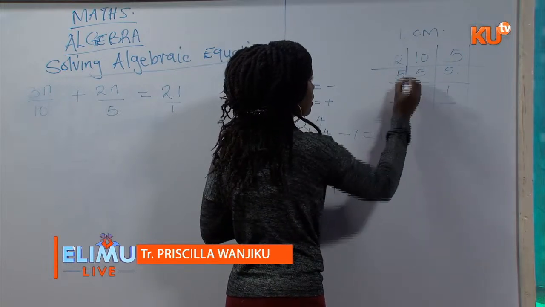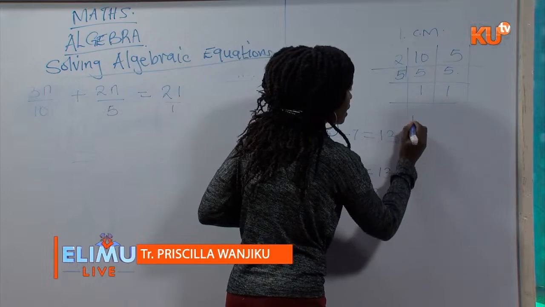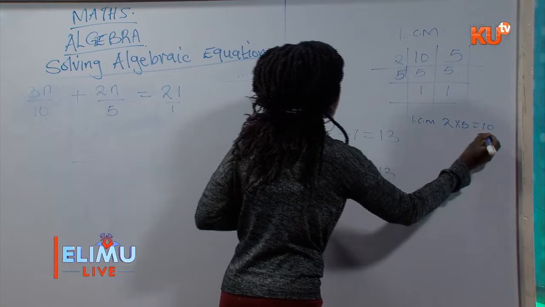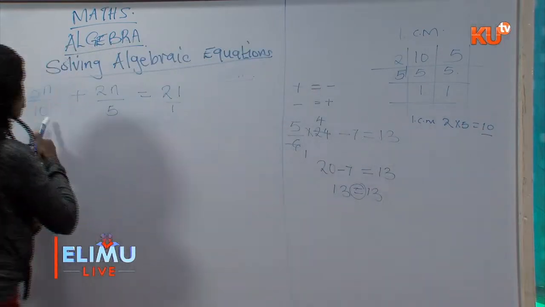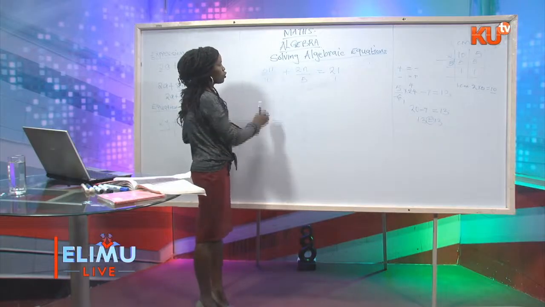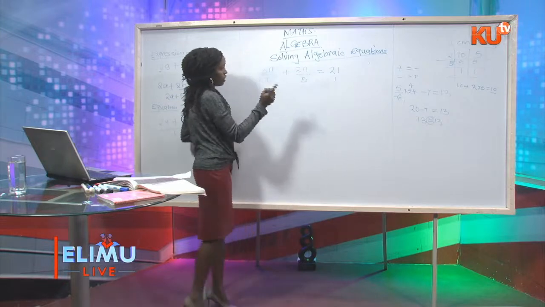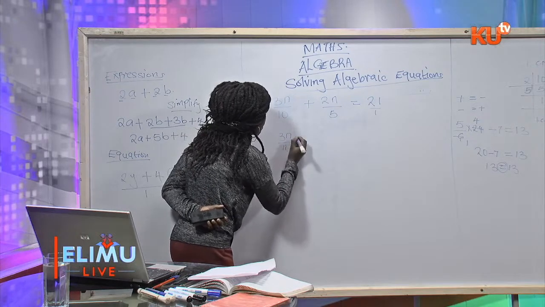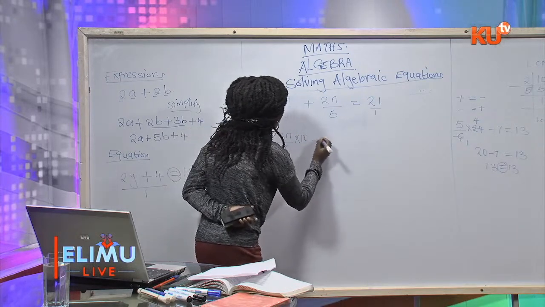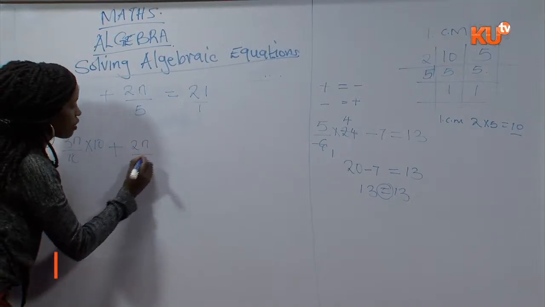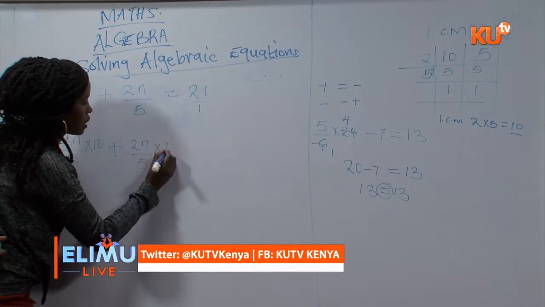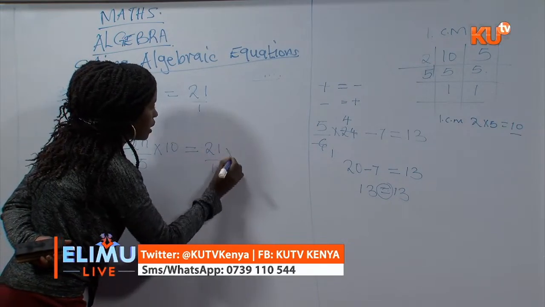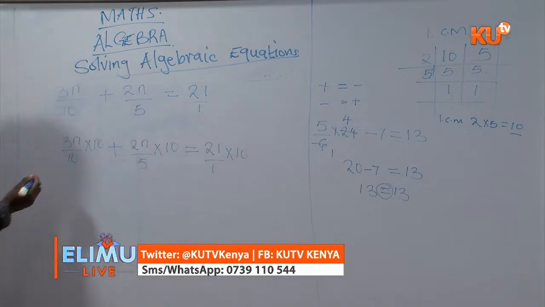By 5, we get 1, 1. So our LCM is going to be 2 times 5, which is 10. So that is now our LCM. We are going to use it. When you get the LCM, you multiply each fraction by the LCM. So I get 3n over 10 times the LCM plus 2n over 5 times the LCM is equal to 21 over 1 times 10. From there we simplify.